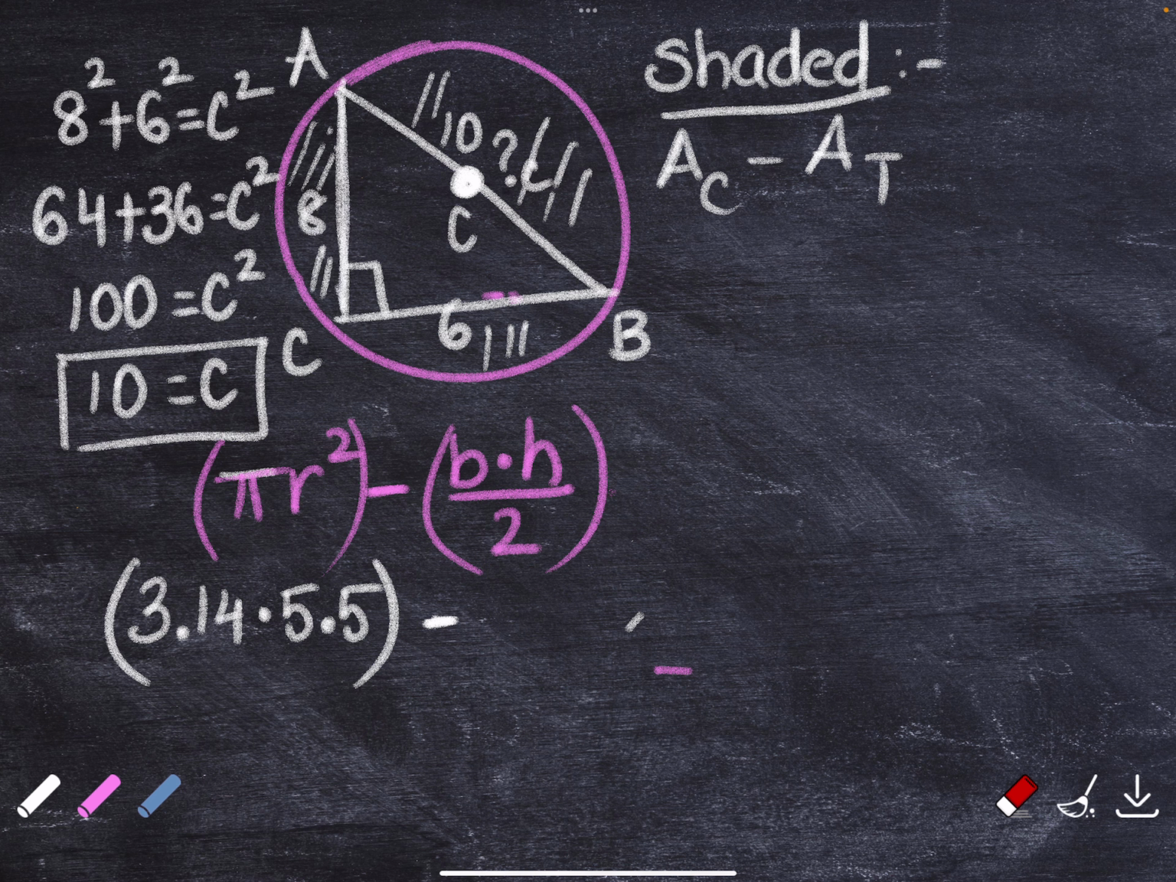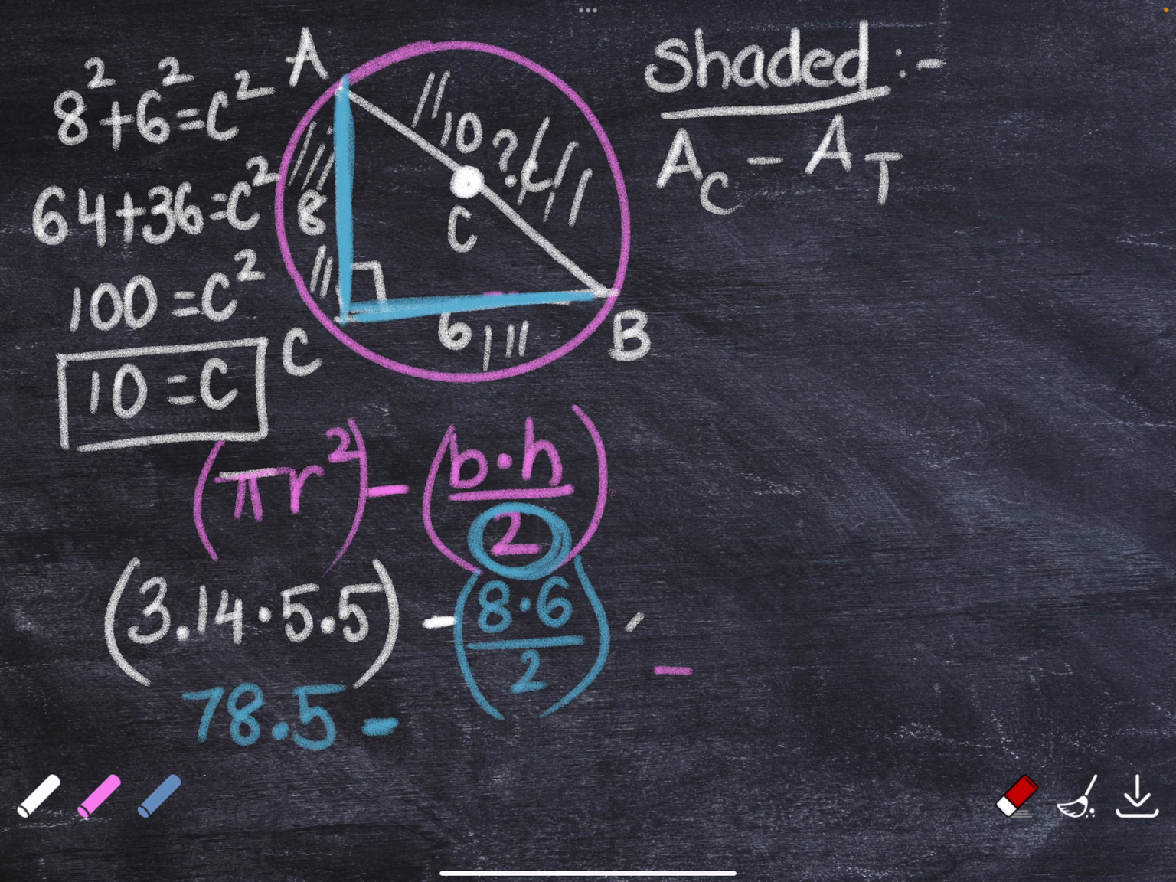And then I can write it down over here, what are the base and height? Base and height are 8 and 6. So let us highlight the base and height here. This is the base of the triangle. This is the height of the triangle. So I can say 8 times 6 over 2. Base times height divided by 2. This 2 is a part of the formula only. Now after multiplying the pi and the radius squared, I get 78.5 minus 6 times 8 is 48 divided by 2.